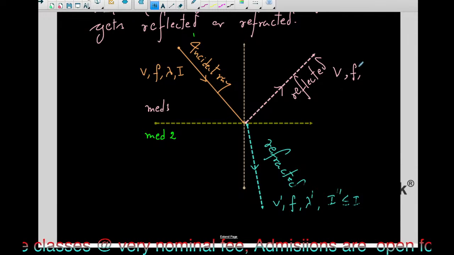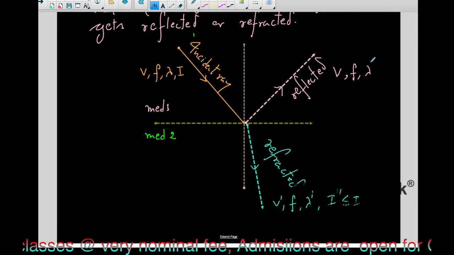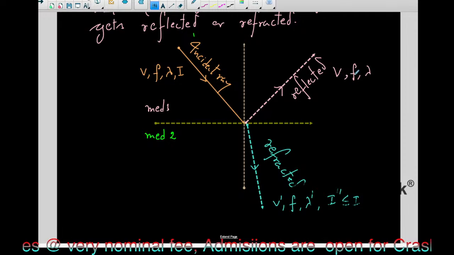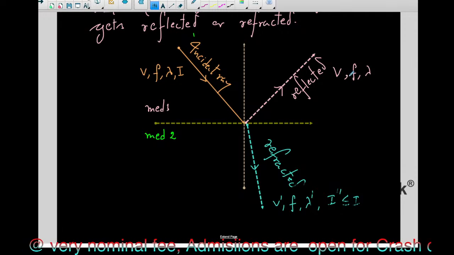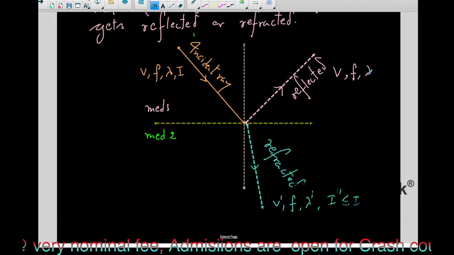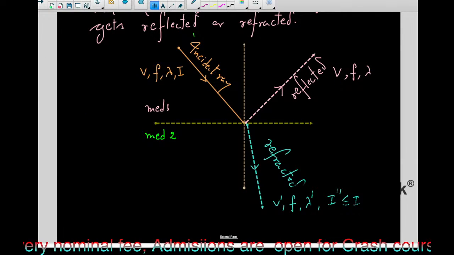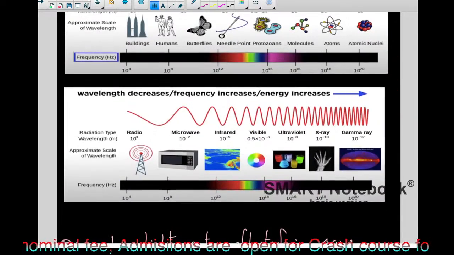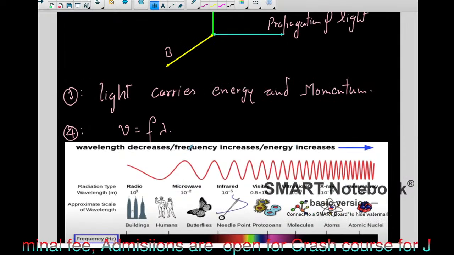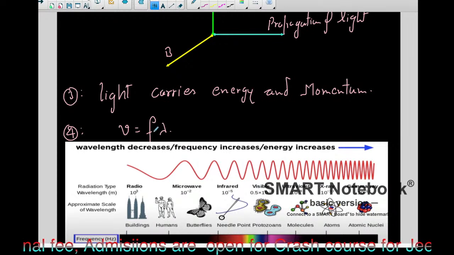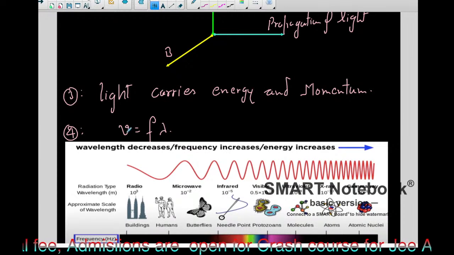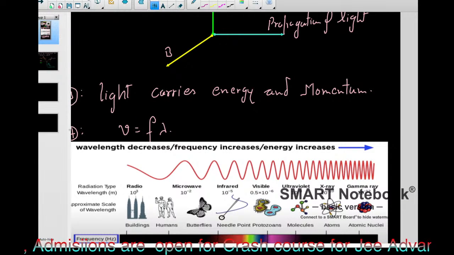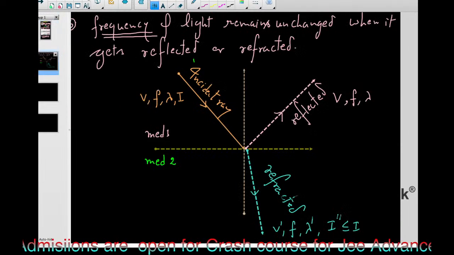What about lambda? Will lambda be changed or not? No, sir, because velocity and frequency both are not changing. The formula was V equal to F into lambda. You can see over here, V is equal to F into lambda. Because velocity is not changing and F is not changing, lambda will also not change.